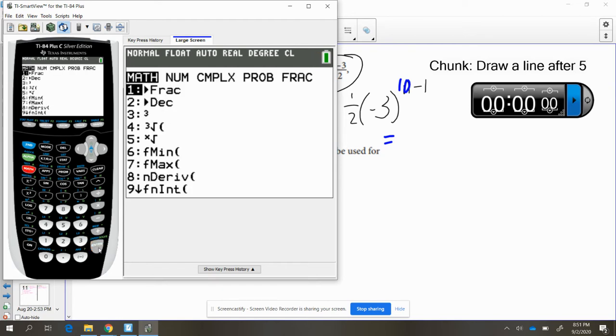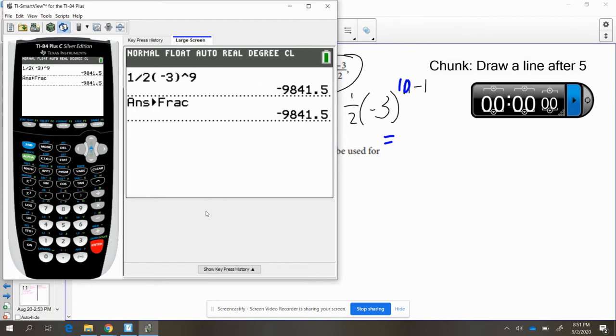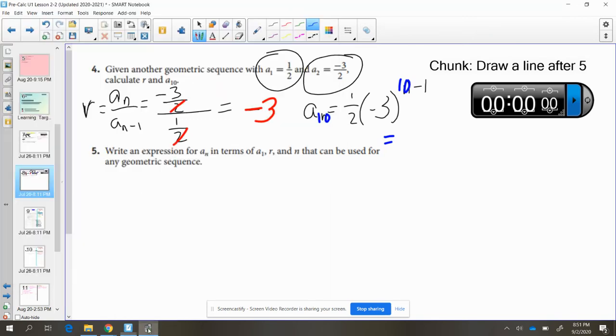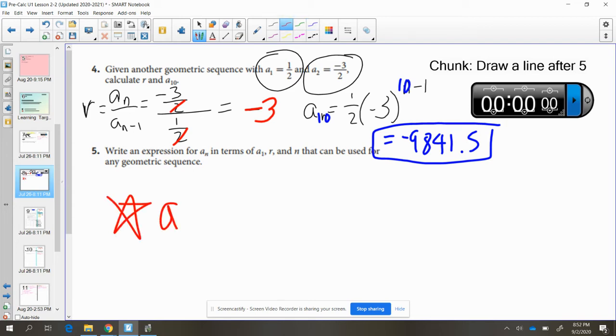If we have a decimal, you could leave it as that. Oops, it's not turning into a fraction on this one, although you could write it as a fraction too, if your calculator will turn it. Okay, so from here, negative 9,841.5. Again, we see how nice the explicit formula is to calculate those terms really quickly. And again, something I would definitely put in your notes is that explicit formula for a geometric sequence, which is the first term times that common ratio to the n minus 1 power.